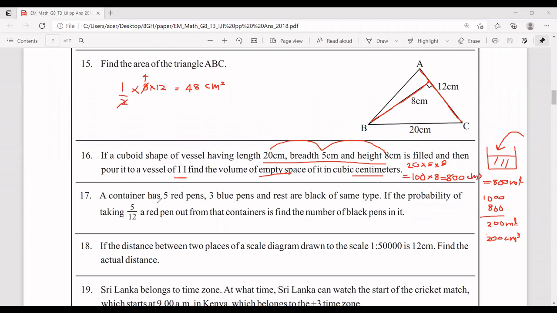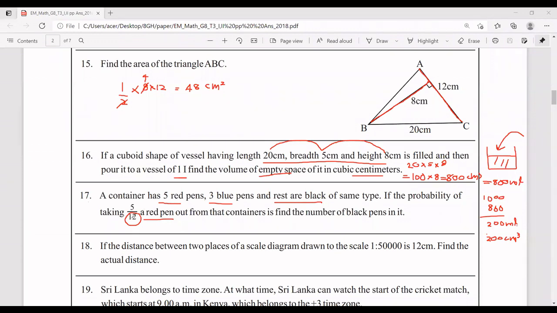17th one. A container has 5 red pens, 3 blue pens, and the rest are black pens of the same type. If the probability of taking a red pen is 5 over 12. How many red pens? 5. Taking a red pen is 5 over 12. From this 12, what can you understand?